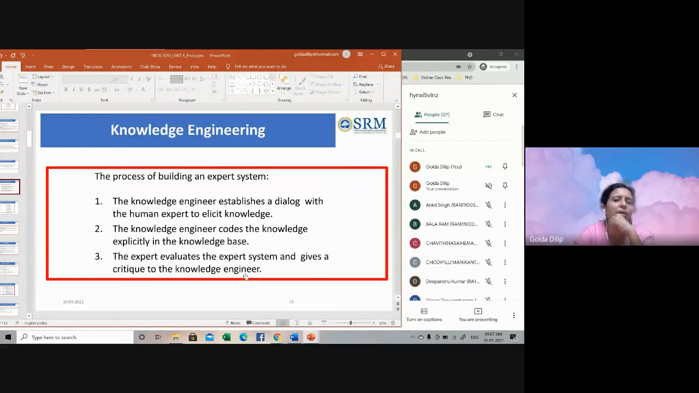The knowledge engineer will establish a dialogue with the domain expert to elicit the knowledge, and codes the knowledge explicitly into the knowledge base. And the expert evaluates the expert system and gives a critique to the knowledge engineer. Okay, right.